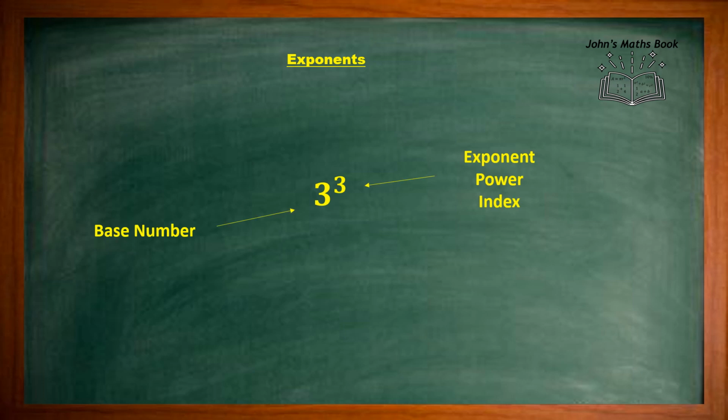So in this example we have a large 3 and in the top right hand corner of it we have a much smaller 3. The larger 3 is known as the base number and the smaller 3 is known as the exponent. It can sometimes be referred to as the power and sometimes the index. This particular configuration is sometimes referred to as 3 raised to the power of 3.